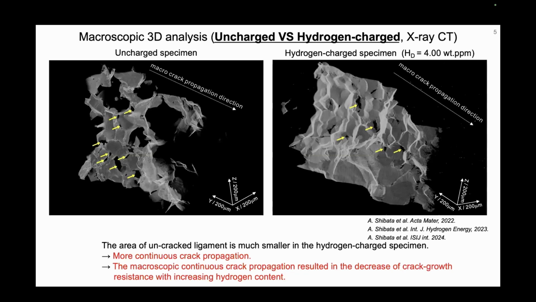By comparing the uncharged specimen and the hydrogen-charged specimen, it is clear that the area of the uncracked ligament is much smaller in the hydrogen-charged specimen. This indicates that more continuous crack propagation occurred.